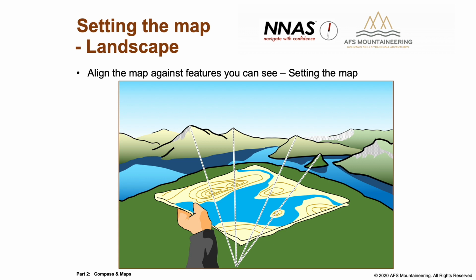So how could we go about setting the map? Well, there's two ways, and the first one we'll look at is setting the map using the landscape. We've started to look at a range of different maps, scales and so forth, and we've really introduced the concept of contours. We're going to cover them again later on when we meet. But the principle behind this is the way that we can represent a three-dimensional environment up and down on a two-dimensional piece of paper.